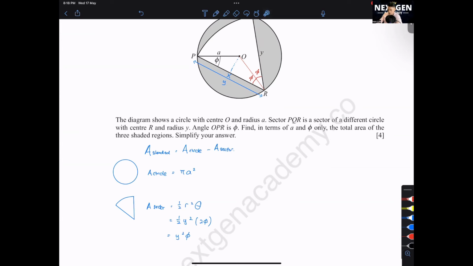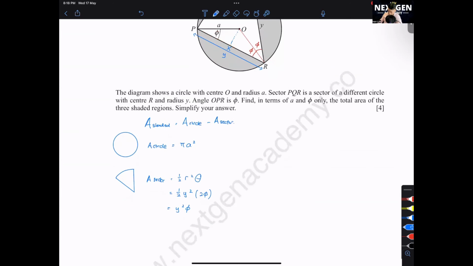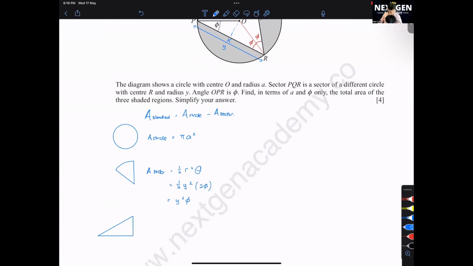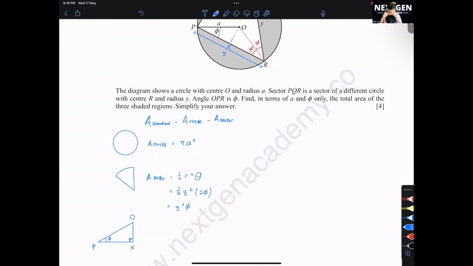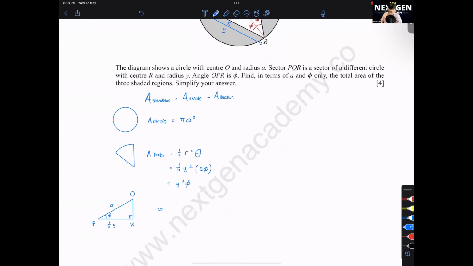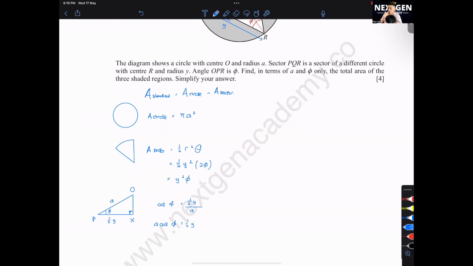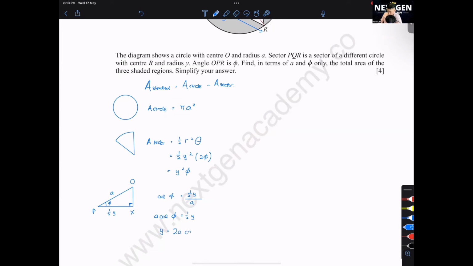How can I find Y? I can use this triangle over here. So O, P, the center point I'm going to put as X. Here is phi, here is A, at the bottom here is 1 over 2Y, the PX. So cos, we are using SOH CAH TOA. Cos phi is equal to 1 over 2Y over A, adjacent over hypotenuse. They say we want it in A and phi, that means I don't want the Y. So I need to make Y the subject. A cos phi is equal to 1 over 2Y. Y is equal to 2A cos phi.